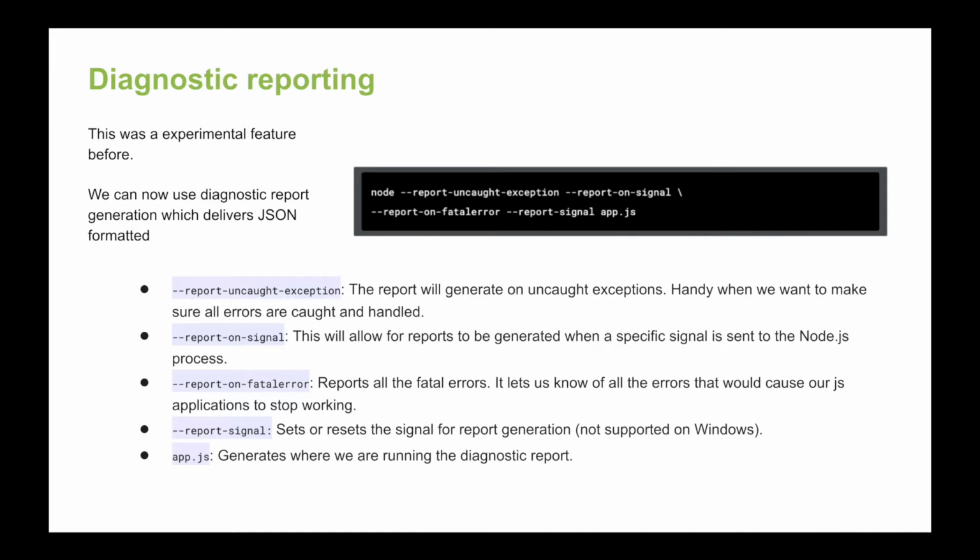We can generate the report using the commands shown in the screenshot right here. Report on uncaught exception: the report will be generated on uncaught exceptions. We want to make sure all the errors are caught and handled. Report on signal: this allows reports to be generated when a specific signal is sent to the Node.js process. Report on fatal error: reports all the fatal errors. It also lets us know of all the errors that would cause our JavaScript application to stop working. Report signal sets or resets the signal for report generation. This is not currently supported in Windows.